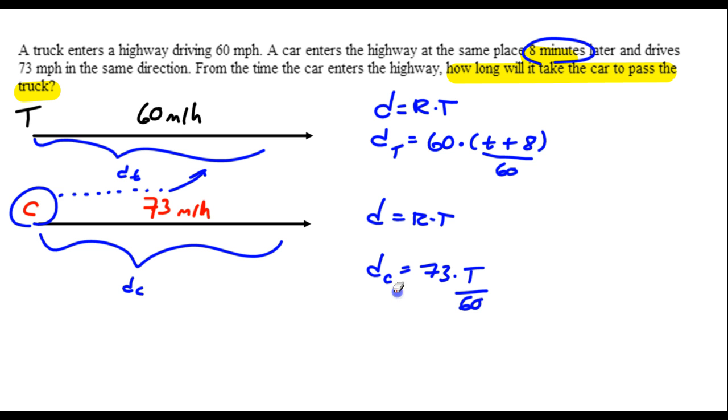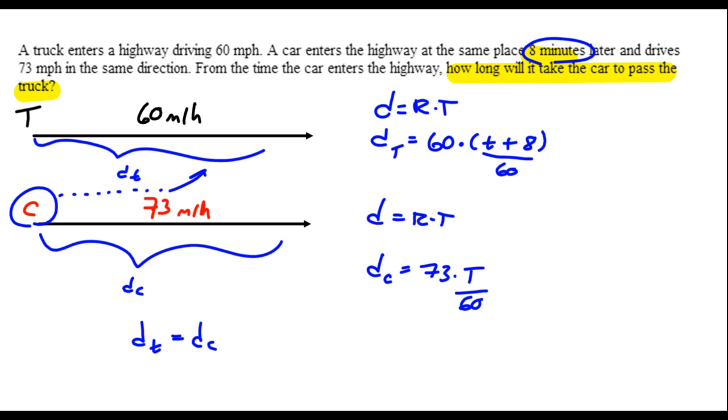So really what I want to know is, when are these distances going to be the same? When are the truck and the car going to travel the same distance? Because once they've traveled the same distance, that means the car is going to pass them up right there, right? So really what we want to find out is, when is the distance of the truck equal to the distance of the car? That's what we're interested in.